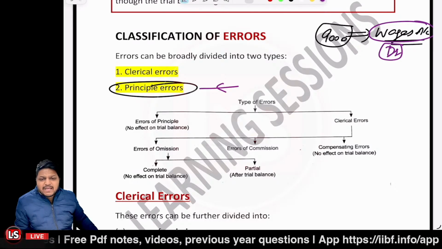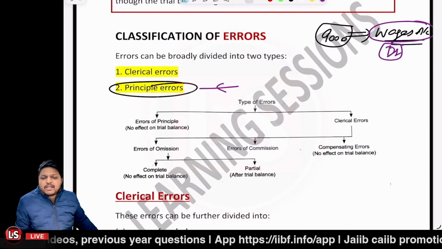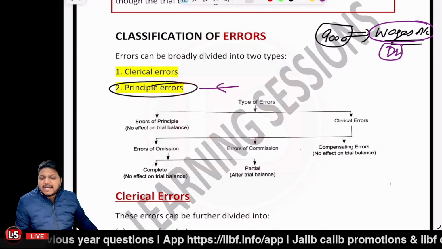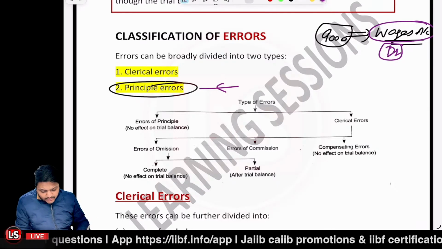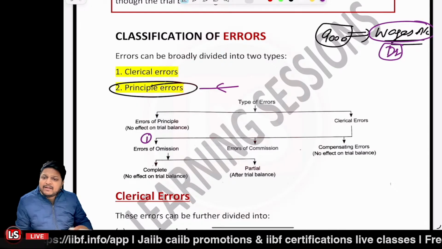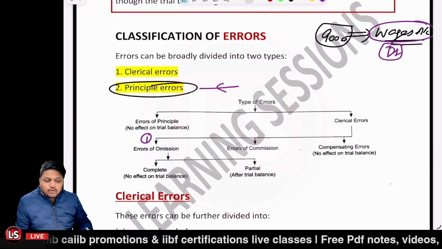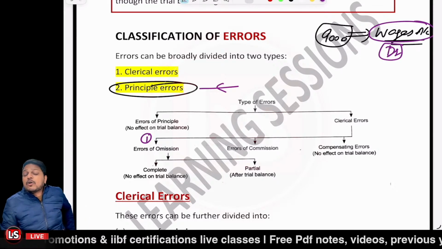Now, once we have learnt about the principal errors, the other one is related to the clerical errors. And clerical errors are further of three types. We have the error of omission, where you have completely omitted the entry: we were to record something but we forgot to record it. It could be related to partial disagreement or partial omission.